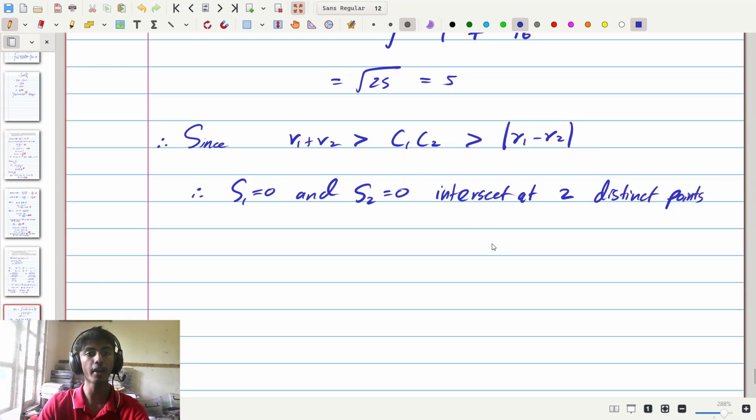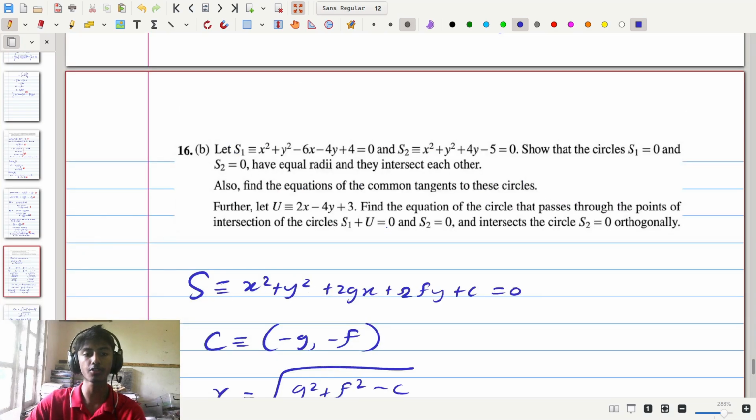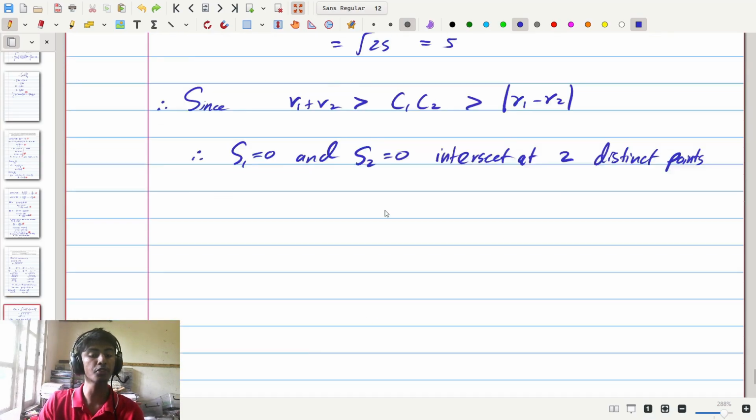And with that, we are done with the very first part of the question. Now moving on to the next part. The next part says, also find the equations of the common tangents to these circles. Now there are multiple situations we can have.